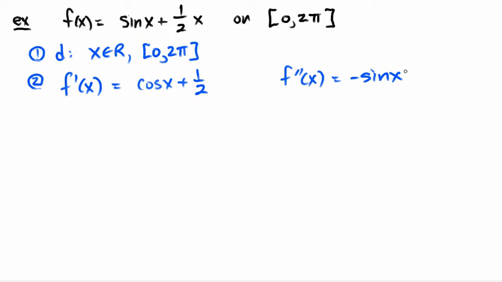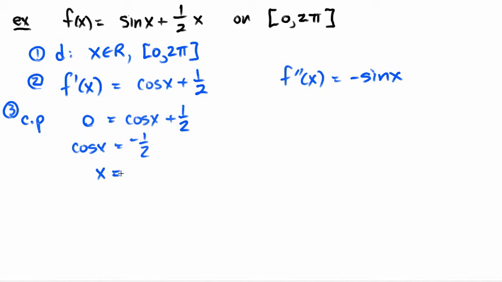And I can calculate possible critical points, this is step 3, when the first derivative is equal to 0, and that happens when cos x is negative 1/2, and that happens when x is 2 pi over 3 or 4 pi over 3. Calculating when the second derivative is equal to 0 means solving sine x for 0, and that can happen when x is equal to 0, pi, or 2 pi.